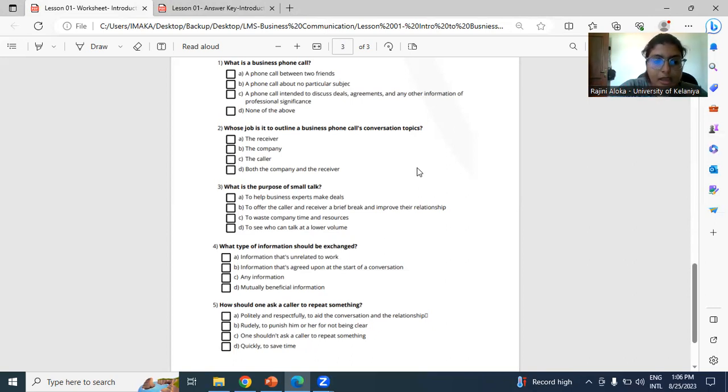What type of information should be exchanged? Information that's unrelated to work? No. Information that's agreed upon at the start of a conversation? So you agree at the start of a conversation and you keep talking about that? No. Any information? No. Mutually beneficial information? Yes. Something that mutually benefits each other. So in a business setting, yes, pretty much.